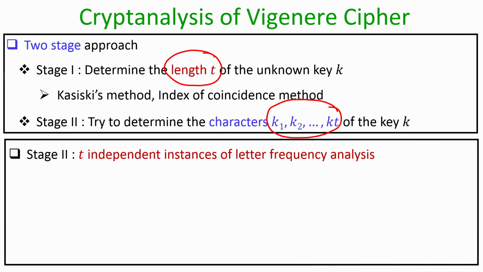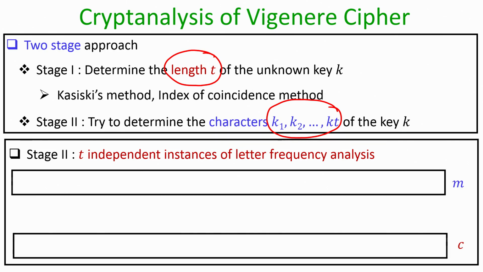And the idea here will be to run t independent instances of frequency analysis. What I mean by that is, imagine the adversary got the ciphertext, because we are assuming we are in the ciphertext only attack model, and its goal is to find out the unknown plain text.